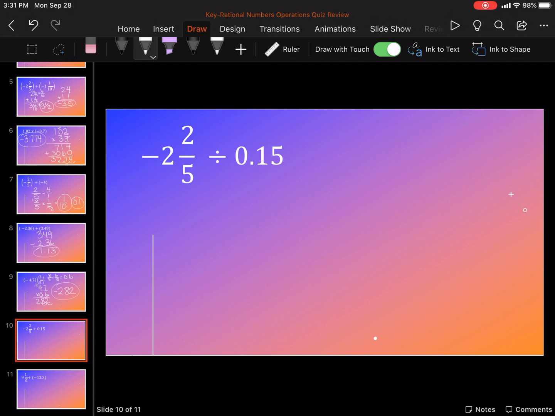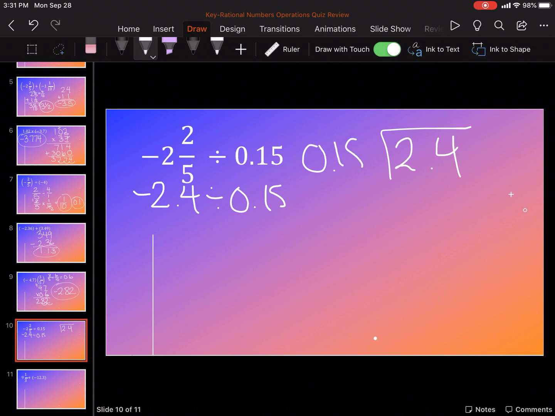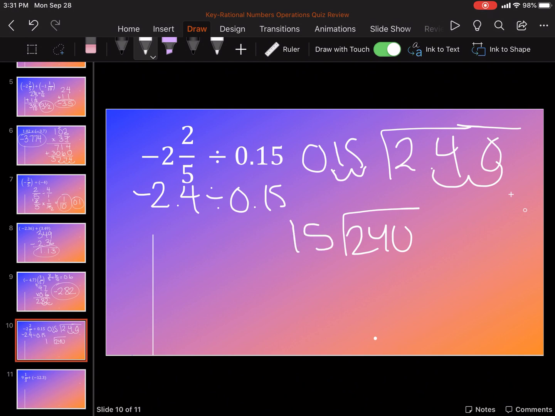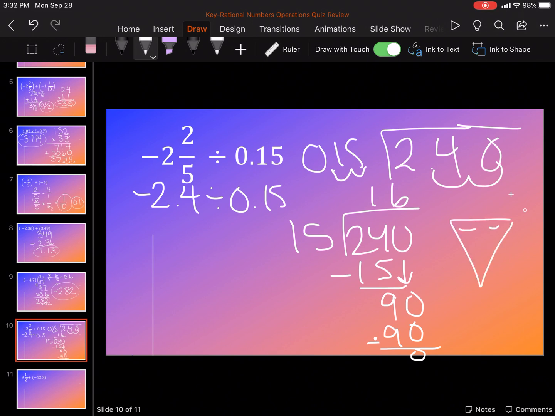So I'm going to go decimals. 2 fifths is negative 2.4. So 2.4 divided by 0.15. Slide baby slide, add the 0. So 240 divided by 15. 15 goes in once. So 9 left over. Bring down the 0. It goes in 6 times. 0. So our answer is a negative and a positive. Your sleeping dog. 1 negative, 1 positive is negative 16.